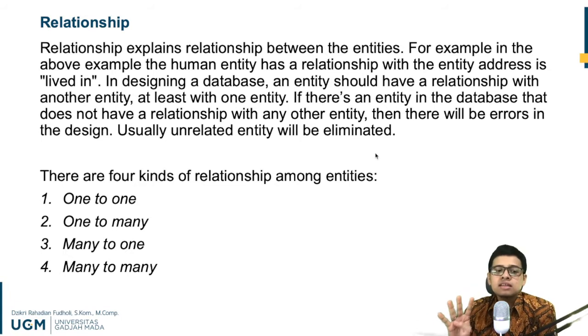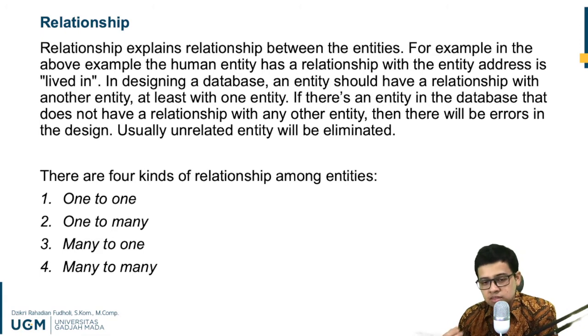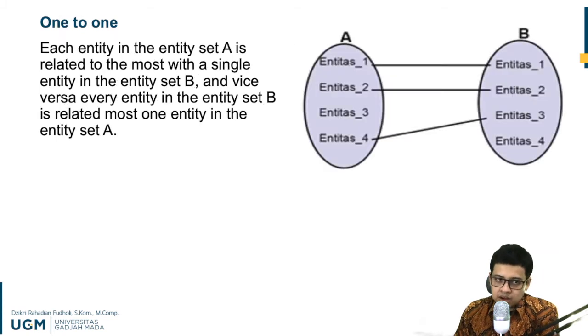There are 4 kinds of relationships among entities. The first one is one-to-one. The second one is one-to-many. The third one is many-to-one. And the fourth one, the final one, is many-to-many. And we're going to talk about each of them right now.